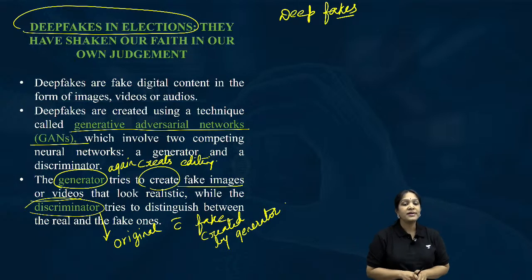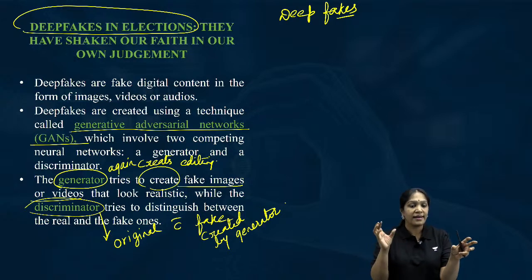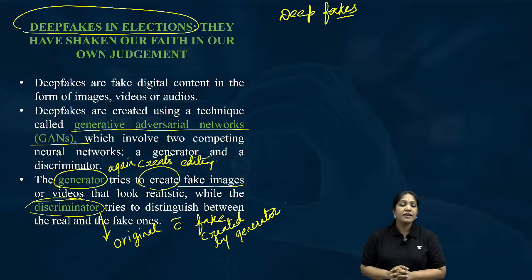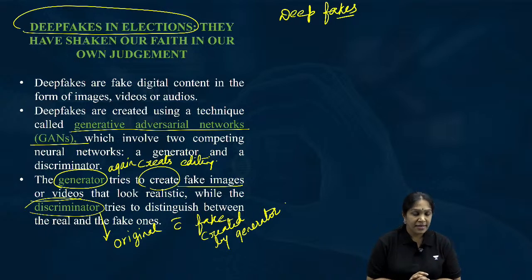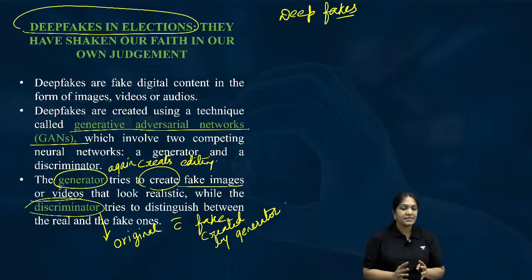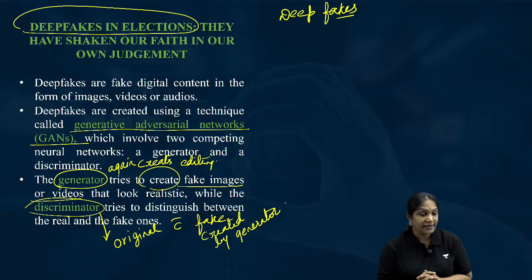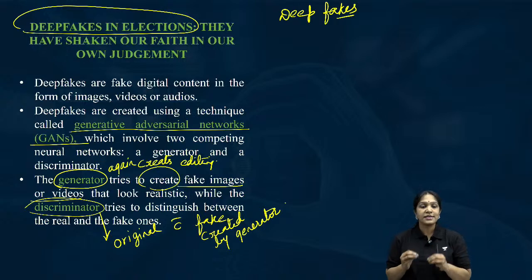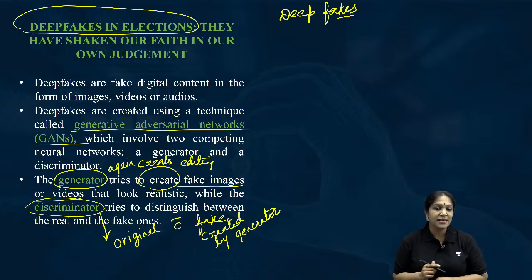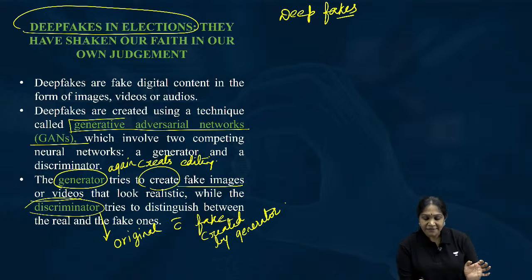The second time, if the discriminator is successfully differentiating between the original and the fake, then the generator is a failure. If the discriminator is successful, the generator is a failure. If the discriminator is a failure, then the generator is successful. That is how generative adversarial networks work.